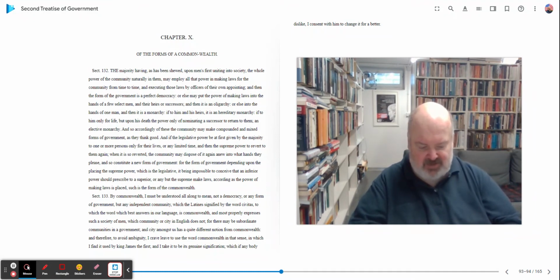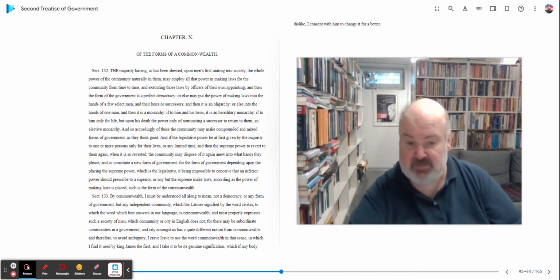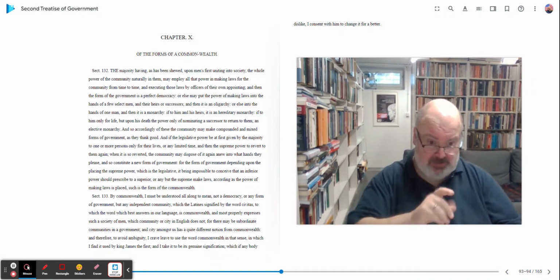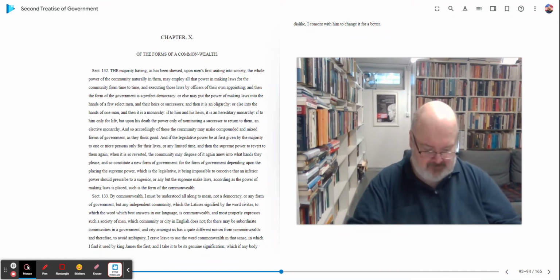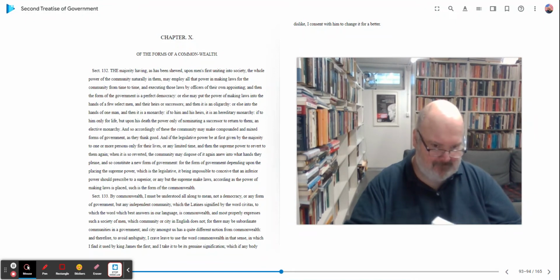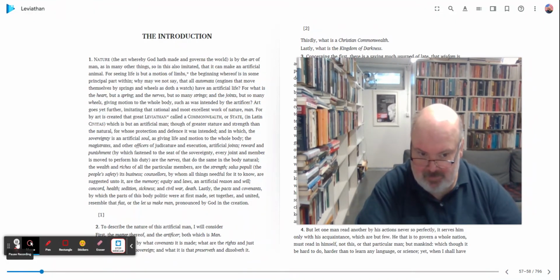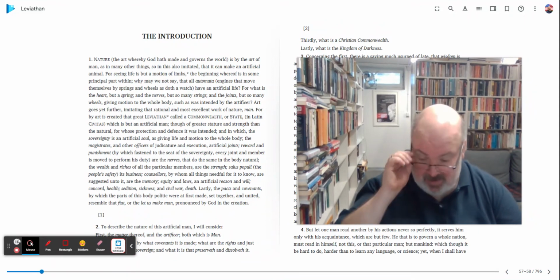I'm going to look at Hobbes here for a second, in the introduction to Leviathan. I'm going to put my glasses on. Maybe I should put it up here. No, okay. Let me do that. Hold on. Let me see if I can do it. Okay, here, I just did it.